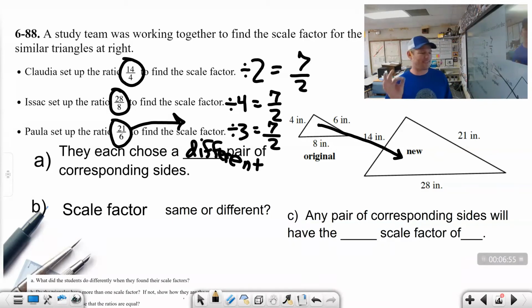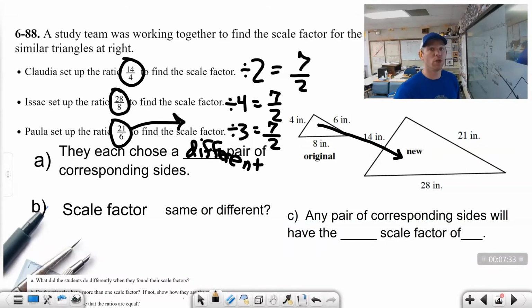Underneath, I want you to write this sentence. It's not written down. Listen to this sentence. It does not matter which pair of corresponding sides we use. Period.